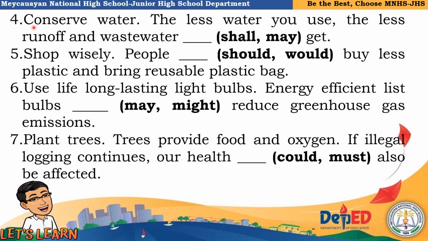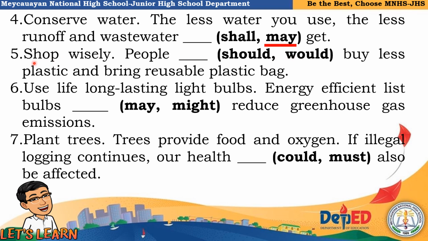Number 4, conserve water. The less water you use, the less runoff and wastewater you shall or may get. Shall or may? 5 seconds to answer. Answer is may, because we are portraying possibility that if we conserve water, there would be less runoff and wastewater.